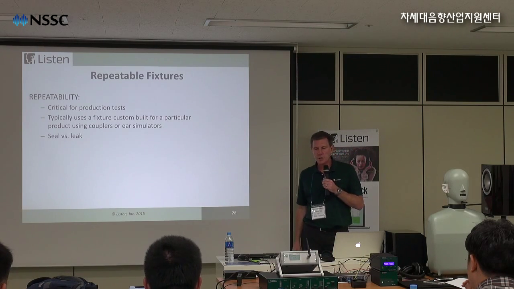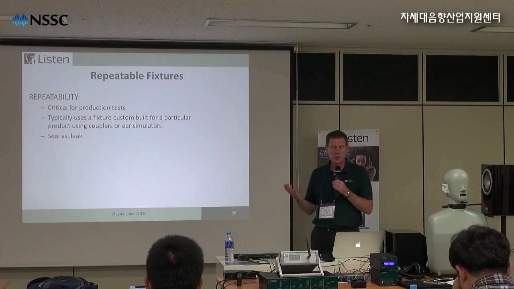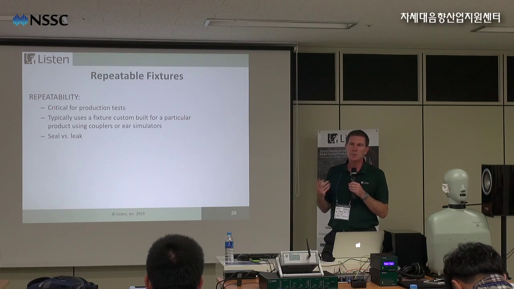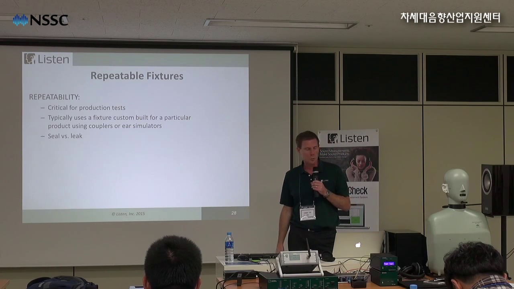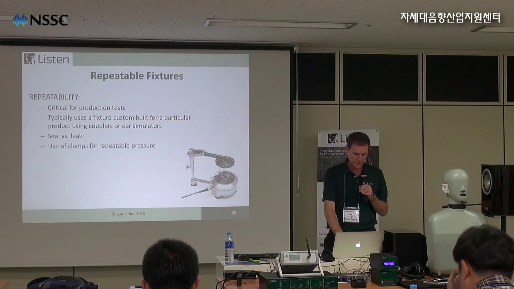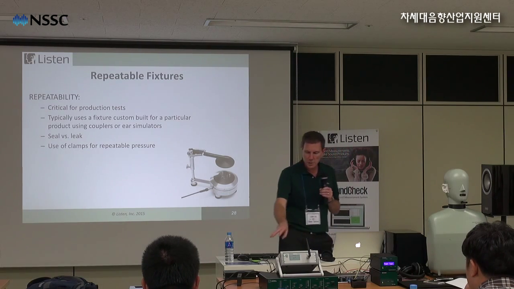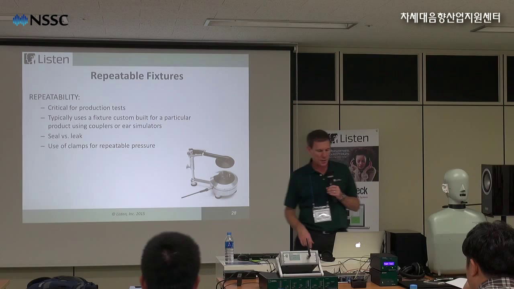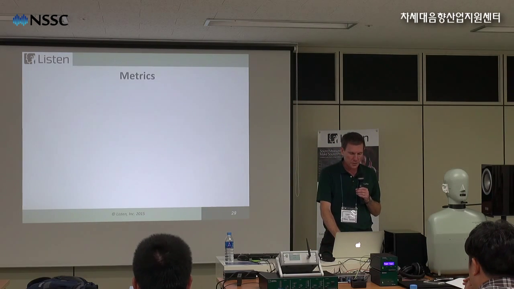And then, of course, if we don't get a good seal, we're going to have what we call acoustic leak, which means that at low frequencies it's going to roll off. We won't have good low frequency performance. So sometimes you'll see a clamp. Most of these fixtures will come with a clamp, depending on the type of headphone, to get a better seal or more repeatable fit.